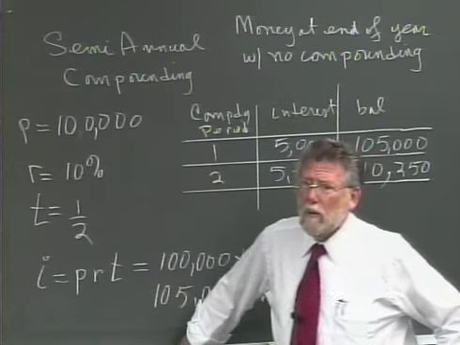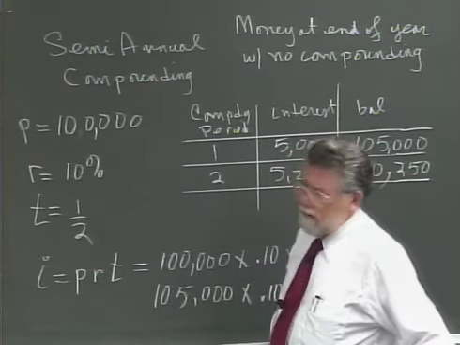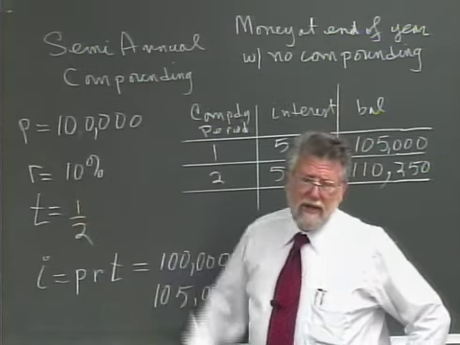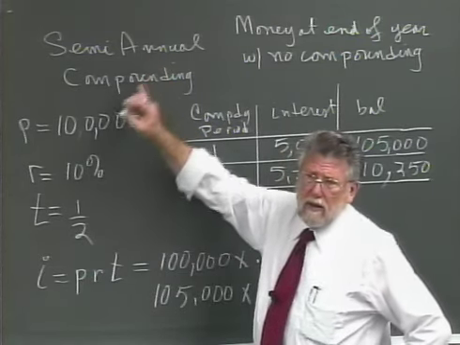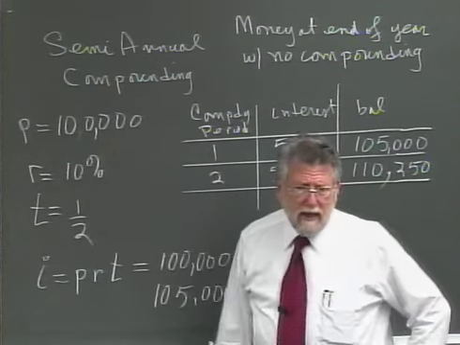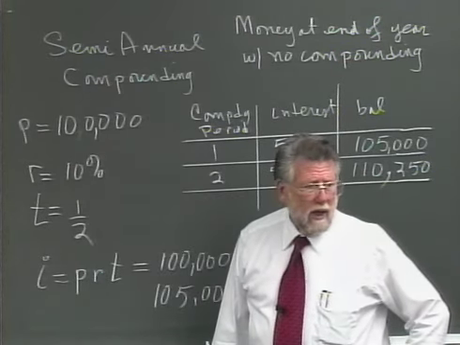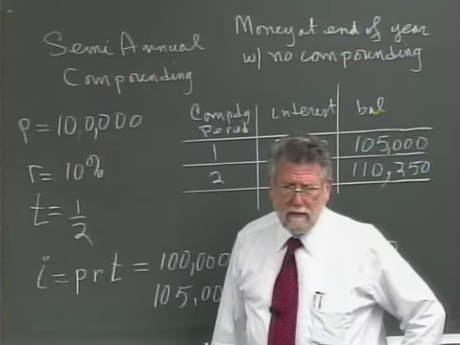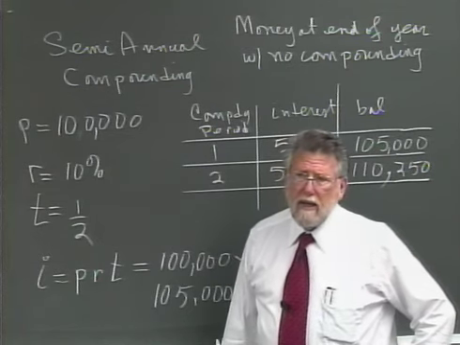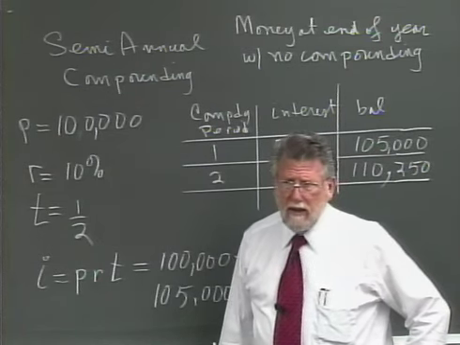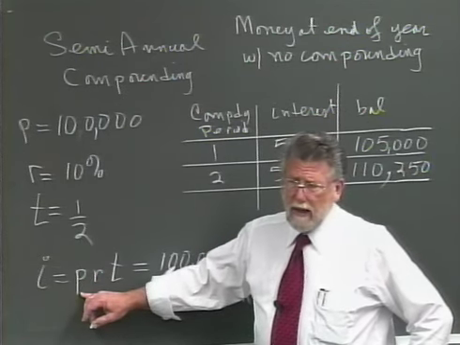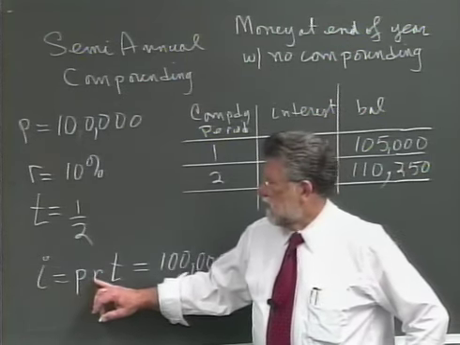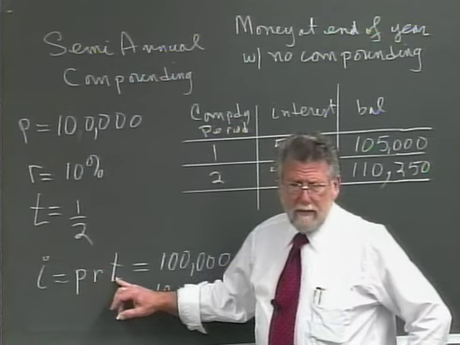Okay. We're going to take $100,000. We're going to invest it at 10%, and this is called semi-annual compounding. This is what I expect you to do tomorrow on the test. You're going to give me an interest table. So let's see what we first have as a formula. You get your interest by doing what? Principal times rate multiplied by time.